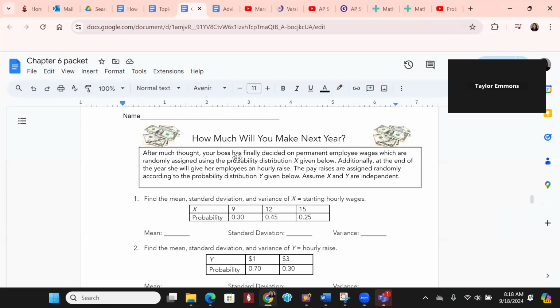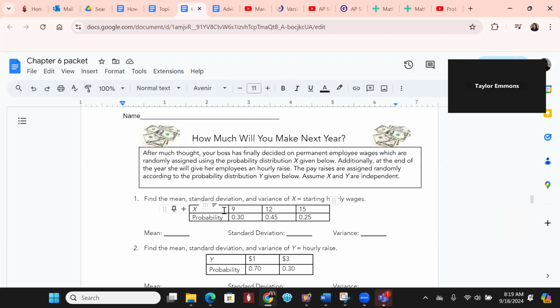Okay, so how much will you make next year? After much thought, your boss has finally decided on permanent employee wages, which are randomly assigned using the probability distribution below. Additionally, at the end of the year, she will give her employees an hourly raise. The pay raises are assigned randomly according to the probability distribution. Assume X and Y are independent.